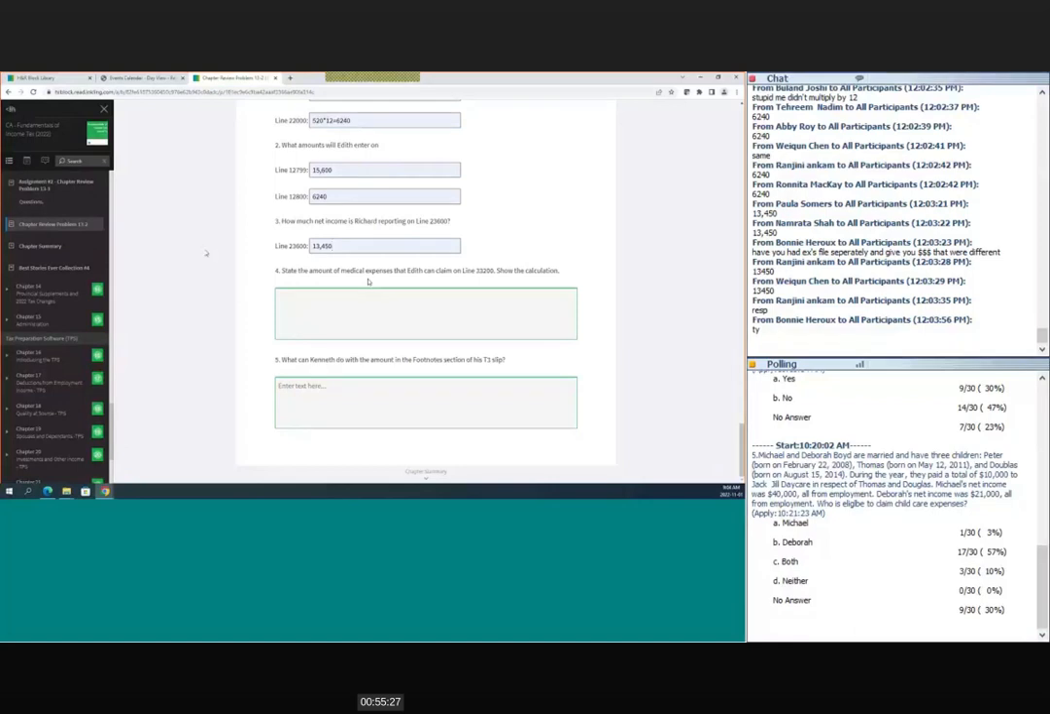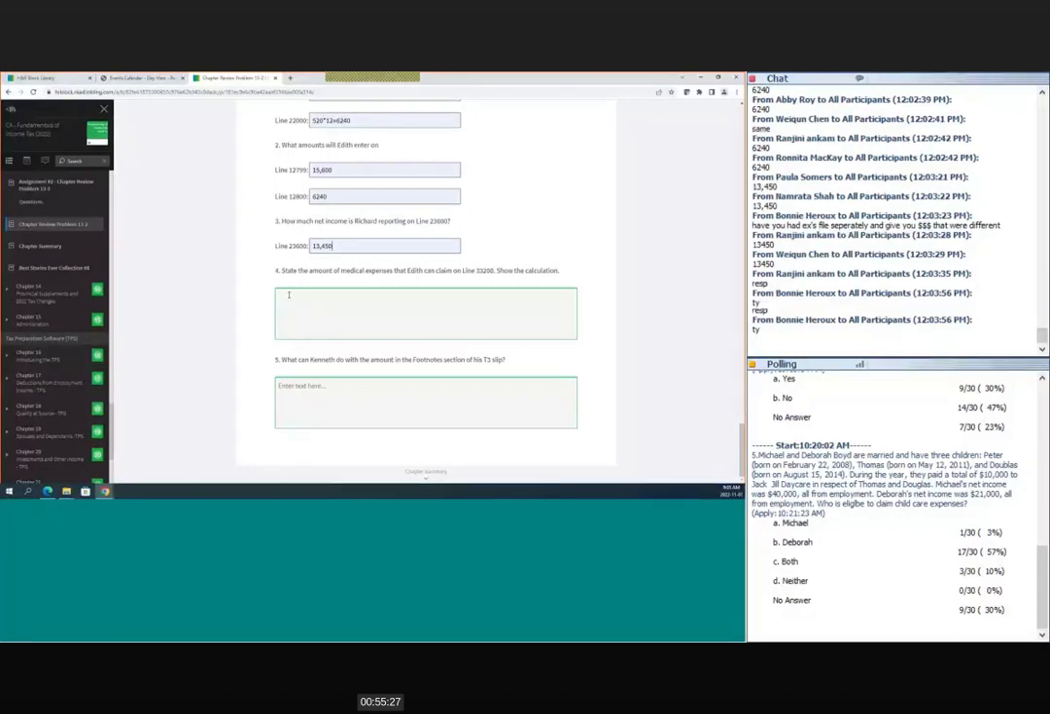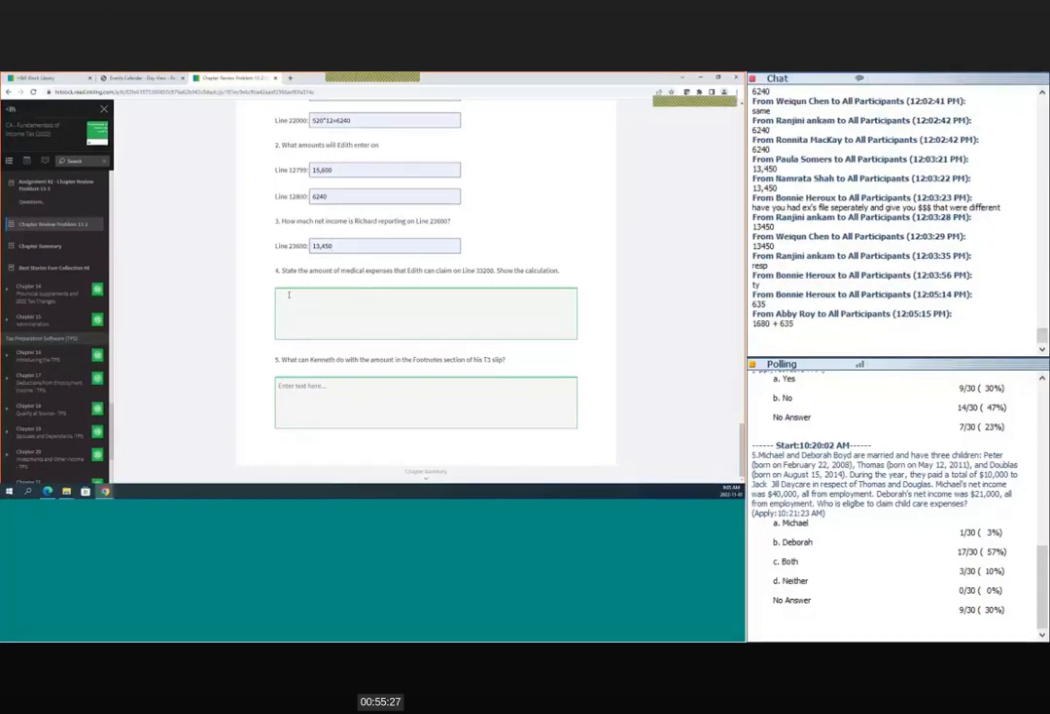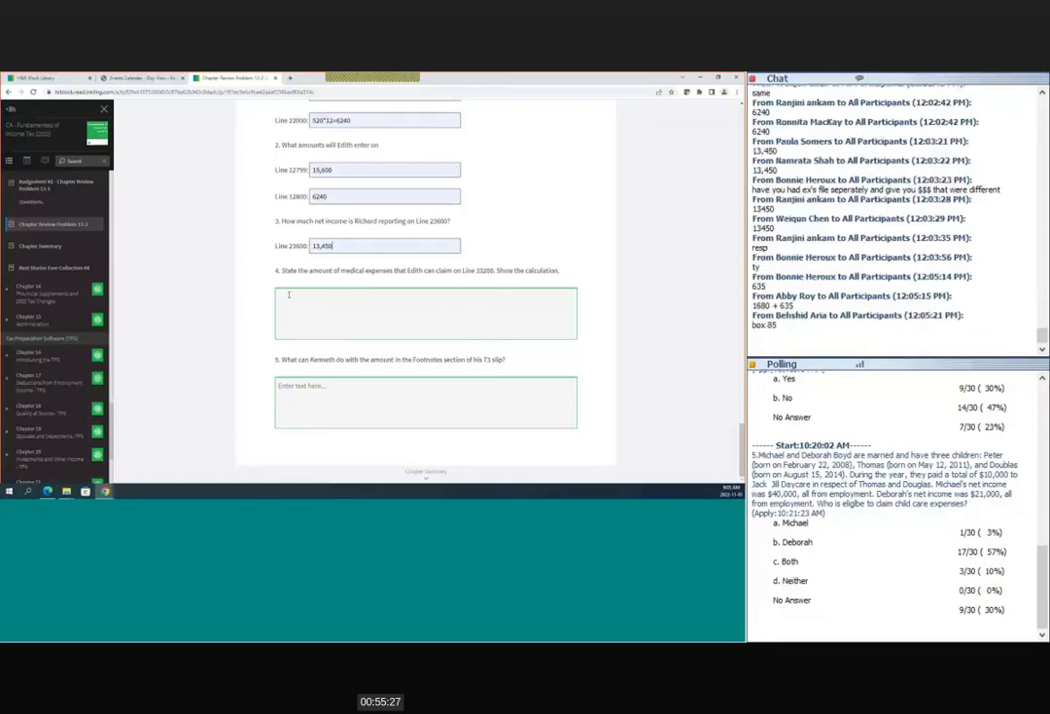All right, so now for the tricky part of this problem. What is the amount of medical expenses that Edith can claim on line 332? Show your calculation. So what in the chat, what expenses can Edith claim for medical expenses? $635, and that would be for $635 for the root canal for her son, and box 85, which is $1,680.